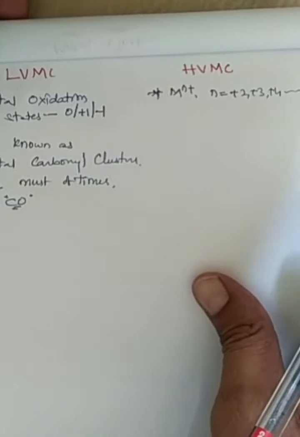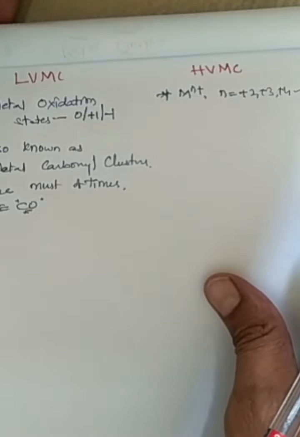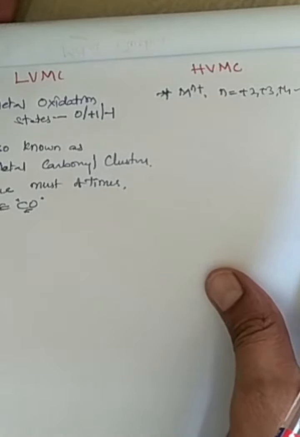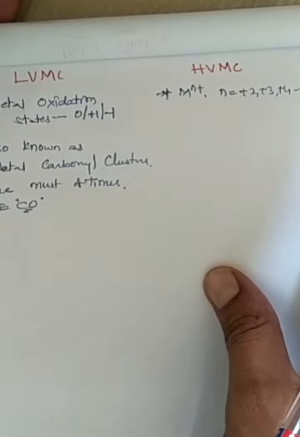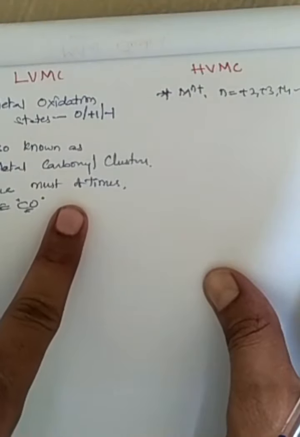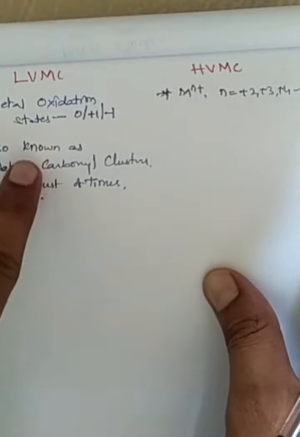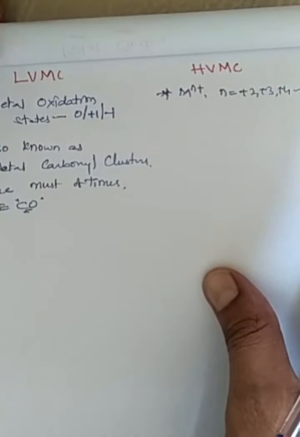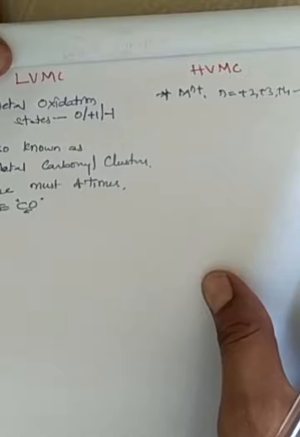Since carbonyl is a neutral ligand, it never polarizes the metal ion to get higher oxidation states, and having strong ligand field nature, carbonyl mostly forms low valency metal clusters. So most of the low valency metal clusters are obtained as metal carbonyl clusters. So these can also be considered as metal carbonyl clusters, right?